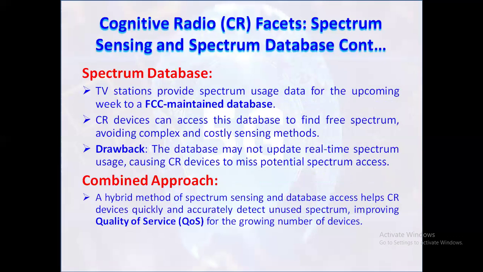Next is the spectrum database. The spectrum database is another approach used in cognitive radio systems to identify available spectrum. That is, TV stations and other licensed spectrum users provide information about their future spectrum usage, typically for upcoming weeks, to a database maintained by the Federal Communications Commission, that is the FCC. CR devices can access this database to find out which portions of the spectrum are free, thus avoiding the need for costly and time-consuming spectrum sensing.